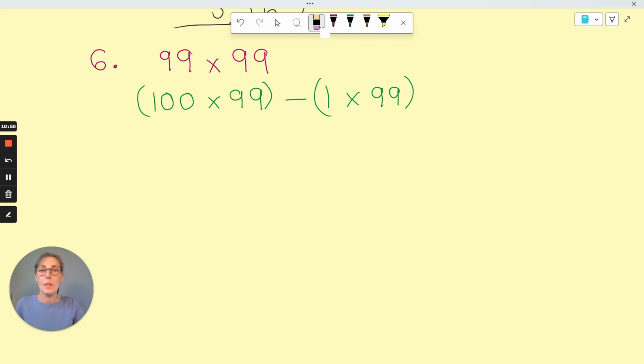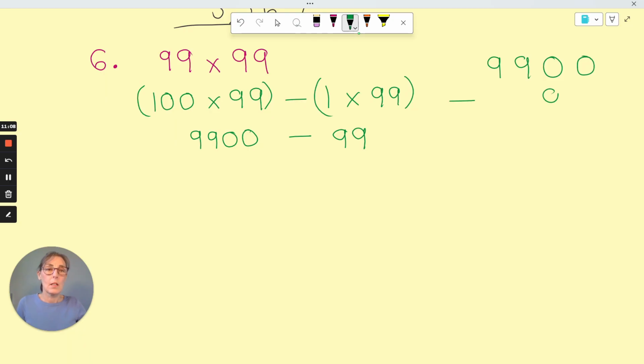Okay. So 100 times 99 is 9,900. Take away 1 lot of 99 is 99. So I'm going to do a subtraction. Or you could take away 100, which is 9,800, and add on 1. We could do 9,900, take away 100, add on 1. But let's do it this way.